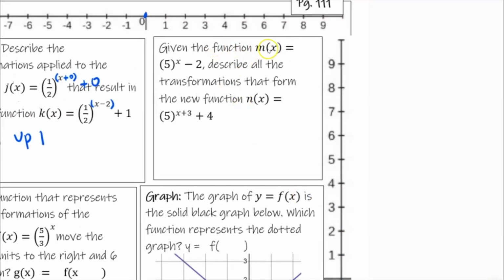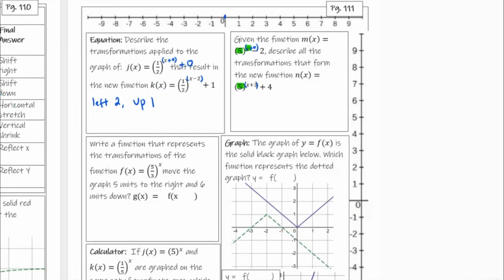All right, given this function, m of x is this, describe all the transformations that form this new function n of x. So they're telling me I'm going to start off with this one and I end up here. To look at that again, the b is only telling you whether it's growing or decaying. In this case, it's growth, but they're both growth, so it doesn't matter. So what is the only thing that's changed? You'll notice where the x is, where our parenthesis always goes. There's nothing in here, which means that's +0. But here it goes from +0 to 3. So we start at 0, and then we're going to go to 3.